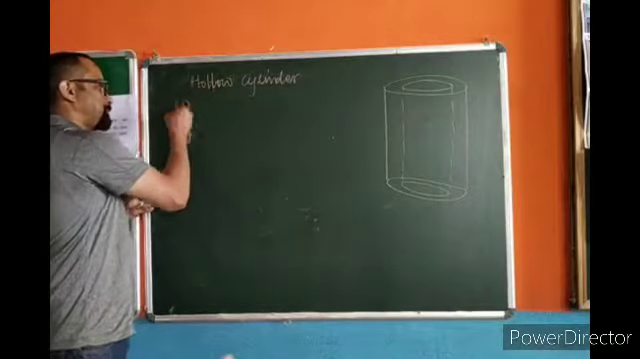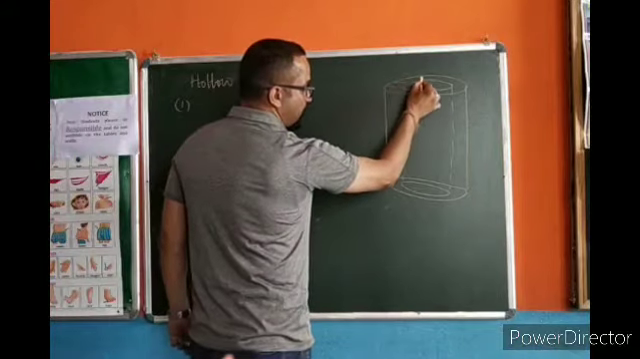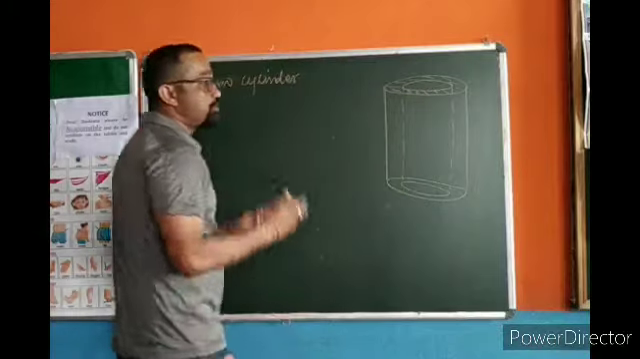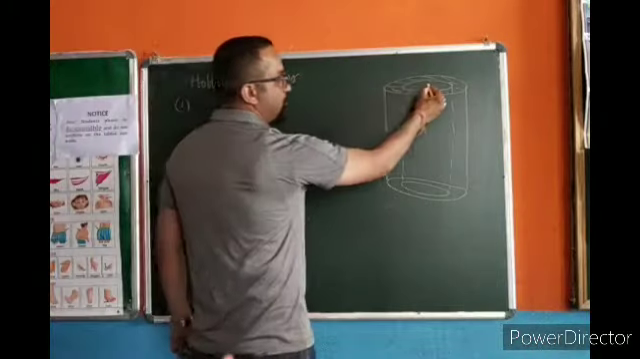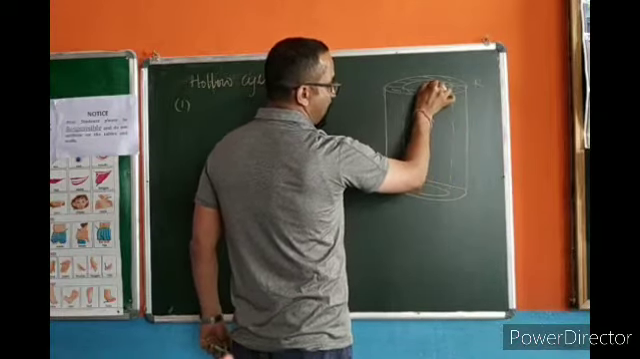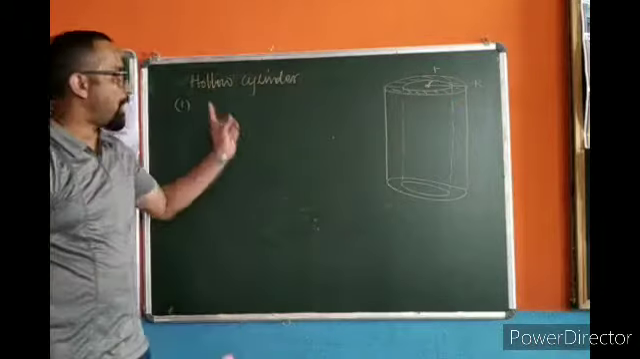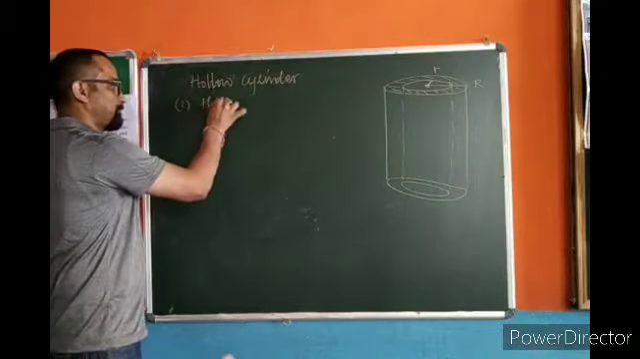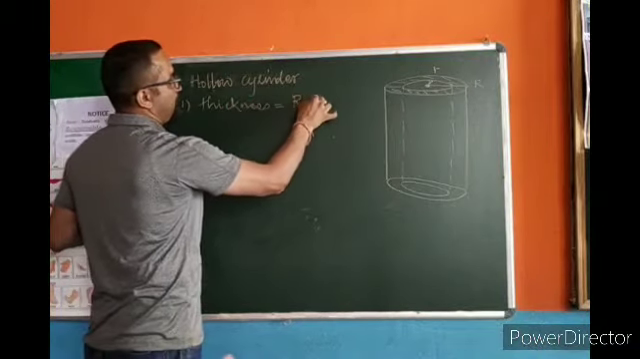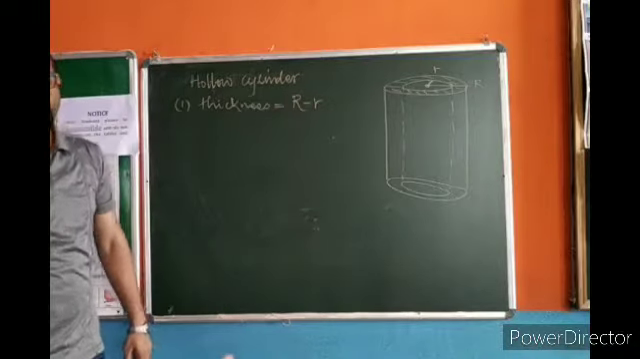The first formula is to find the thickness. This thickness you will be asked to calculate. And since we have two cylinders, so outer radius is taken as capital R and inner radius is taken as small r. To calculate thickness, you need to use radius of outer cylinder minus radius of inner cylinder.